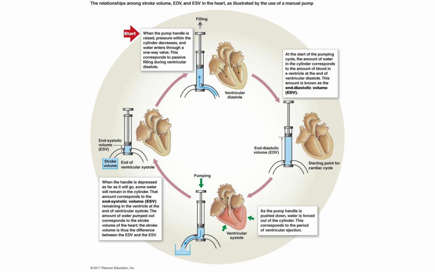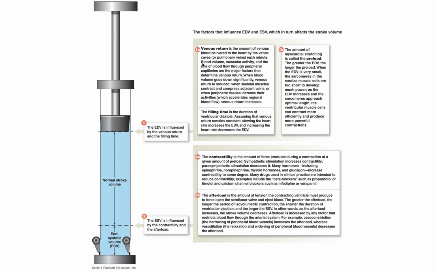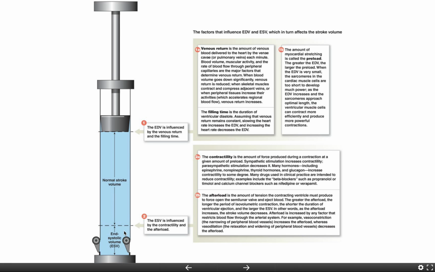We're going to talk next about stroke volume. Stroke volume is determined by the end systolic volume and the end diastolic volume. So remember, the cardiac output depends on the heart rate and the stroke volume. So this shows kind of an example of using this chamber as our heart. The end diastolic volume, that's as full as the heart gets, and the end systolic volume, that's as empty as the ventricles get.